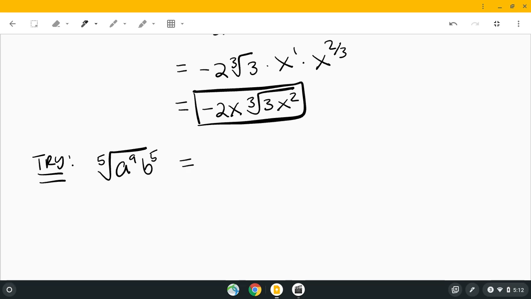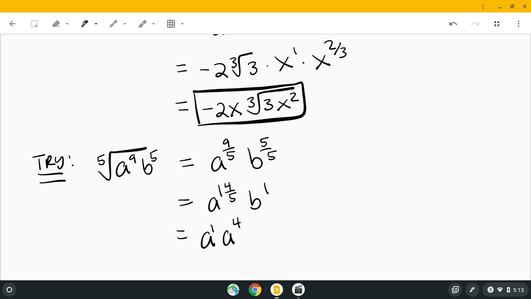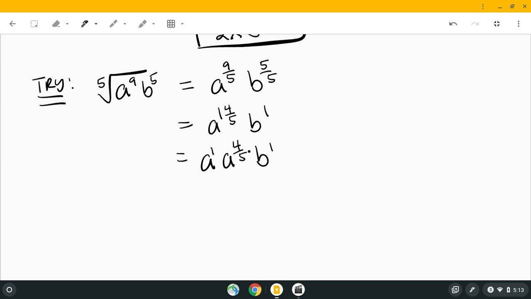Okay, so these here are both variables, so we're going to go ahead and rewrite them with fraction exponents. Okay, and now let's go ahead and do that division. 5 goes into 9 once, with a remainder of 4. For b, 5 goes into 5 once. Okay, so I'll split up the a to the first, a to the 4/5. So we see here only the ones with the fraction exponents will be left in the radical. So only this one will be in the radical.